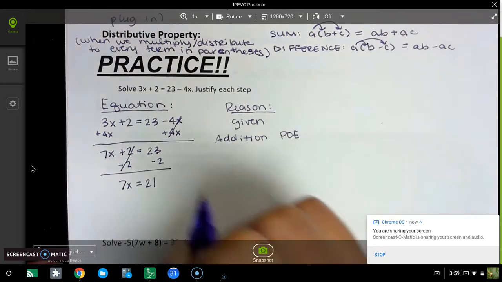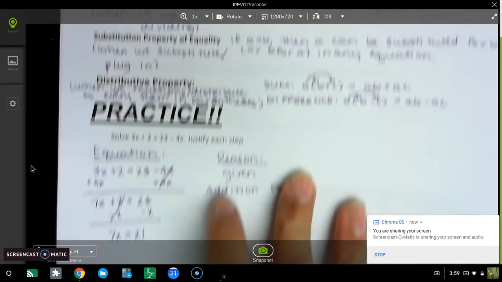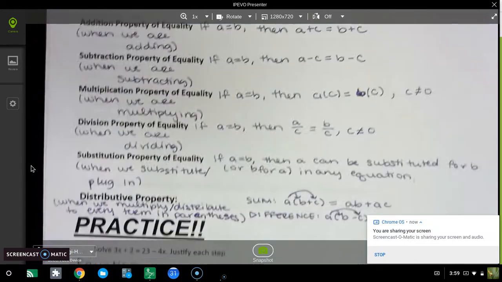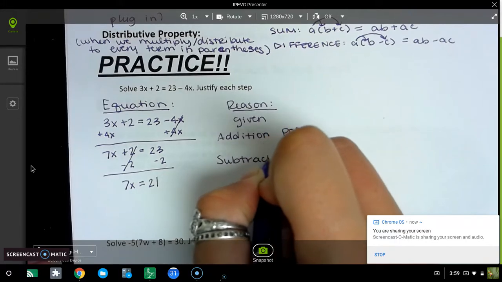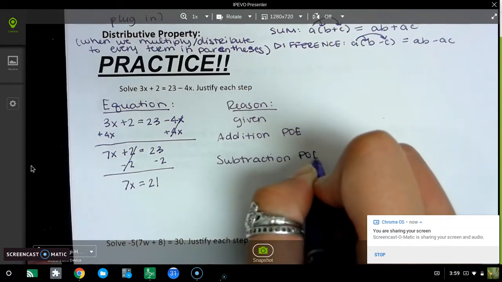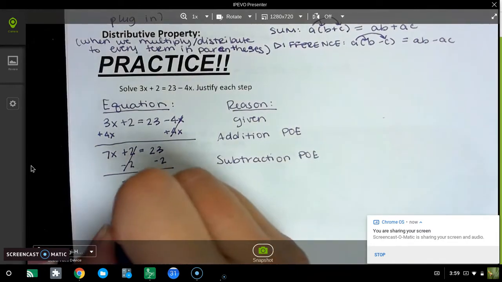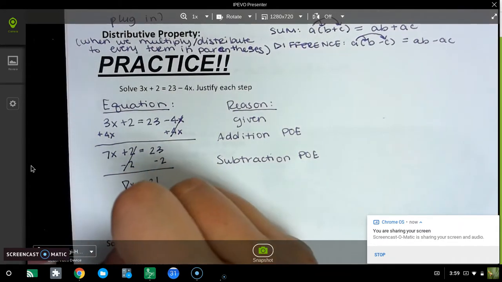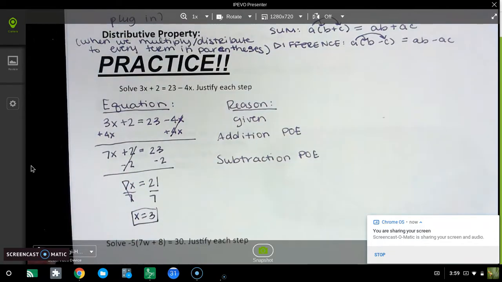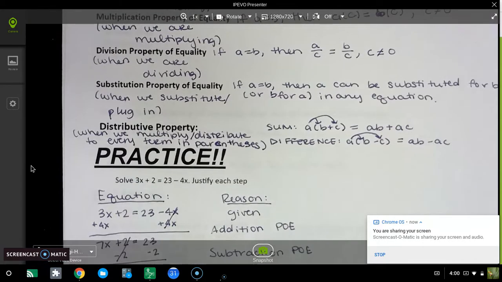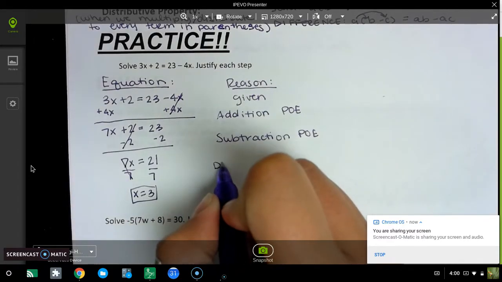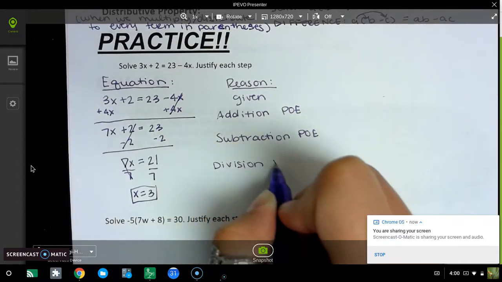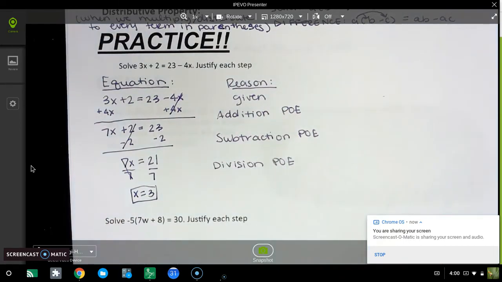What was that reason? Subtracting 2 here? You're right. It was called the subtraction property of equality. My last step, as you all know, is to divide by 7 on both sides. So I get x equals 3. What was my reason for dividing by 7? Correct, my division property of equality. And then I have my answer.